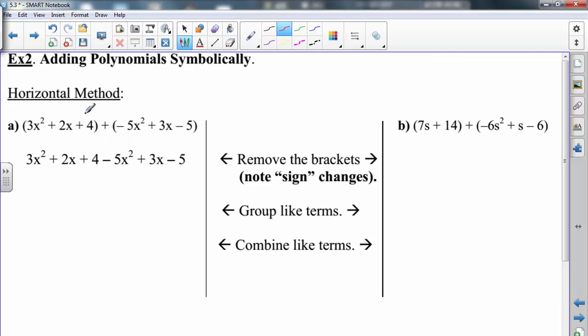These two methods are just the same as adding two numbers. For example, I have 19 plus 43. I can add these two numbers horizontally. I also can add these two numbers vertically. So when we add two polynomials, we can use the same ways as adding numbers. Let's look at how we can add two polynomials horizontally.